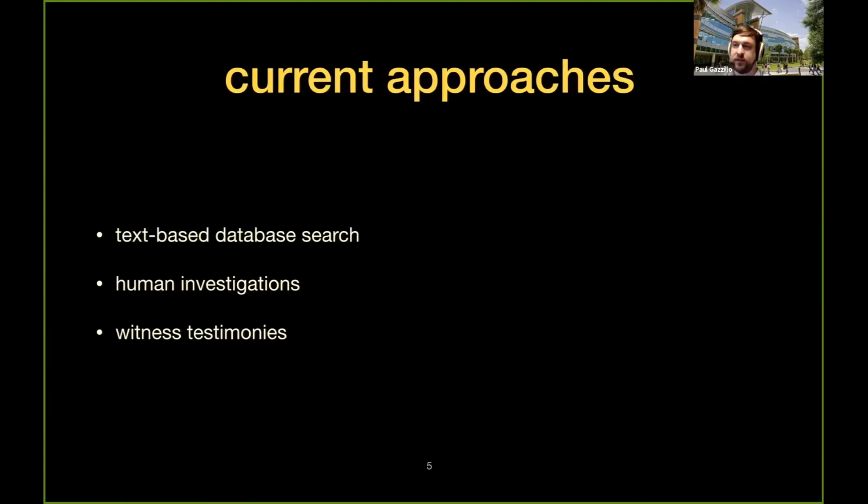So the current approaches to this really fall into the realm of law enforcement and investigations or intelligence agencies. And at least publicly, a lot of this is done with human investigators and forensic accountants mapping out the trails between these corporate relationships. And there's a lot of databases that collect this information, but largely what you have access to is just text-based database search.